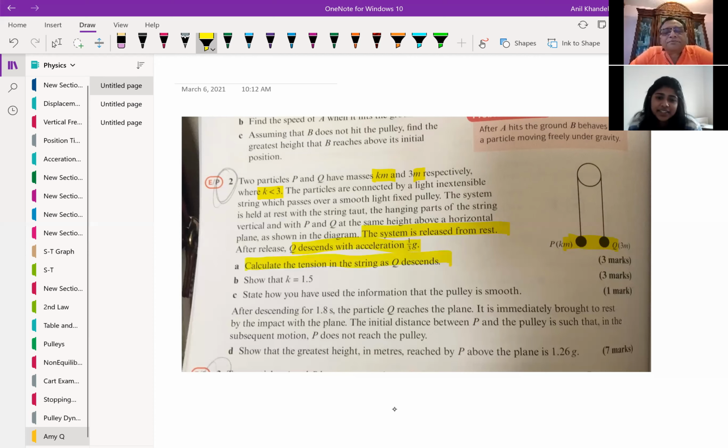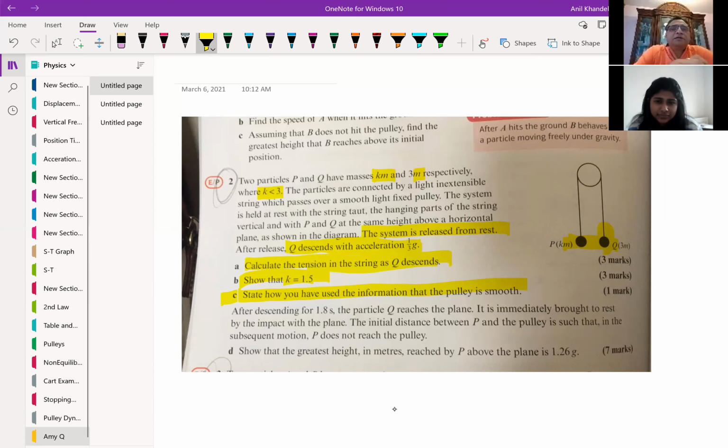Part A: calculate the tension in the string as Q descends. Part B: show that k is 1.5. Part C: state how you have used the information that the pulley is smooth. Very important question. It talks about our approach also in a way. Part C tells you about the assumptions. And part B is finding the mass of one of the masses not given to you, and A is the tension. But in this case it is simpler since they have already given you the acceleration of the whole system.